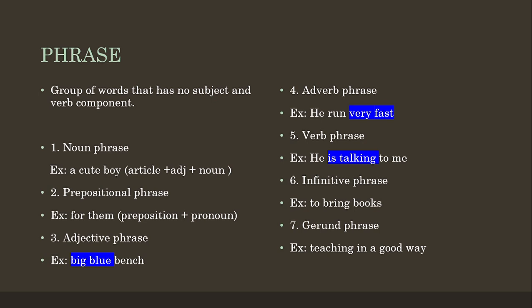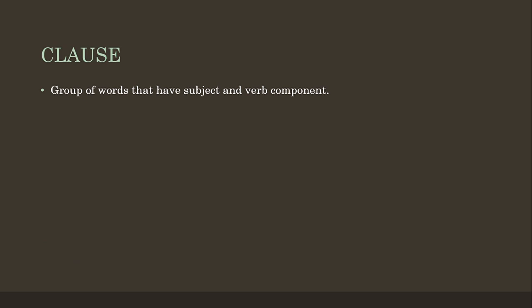Next is clause. A clause is a group of words that have subject and verb components. So this is the opposite of a phrase. Phrases don't have subject and verb, but a clause, when you see a group of words and then you find a subject and a verb, that's a clause. For example, they run. They, subject; run, verb.